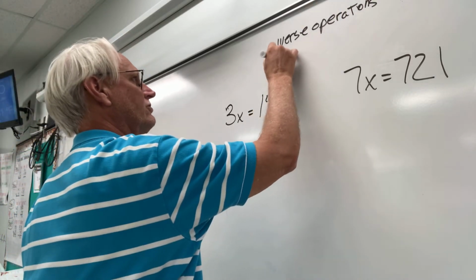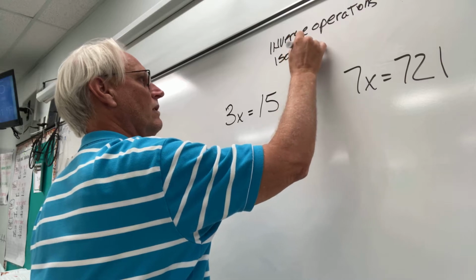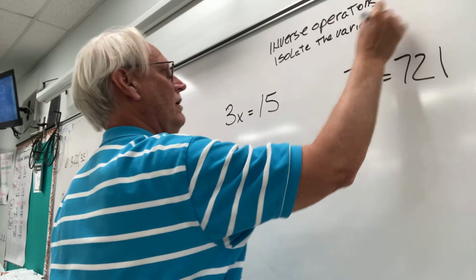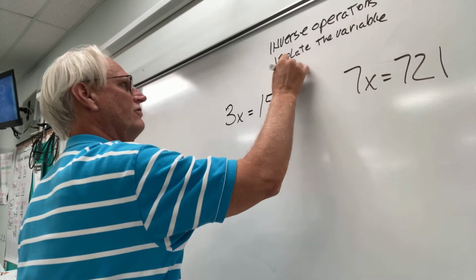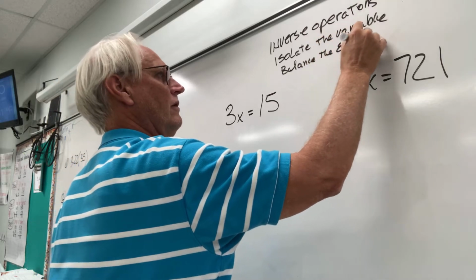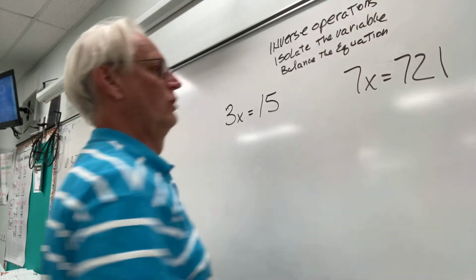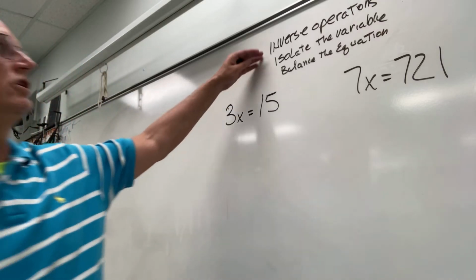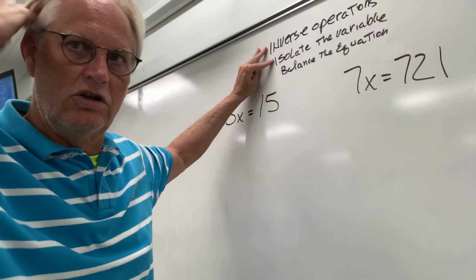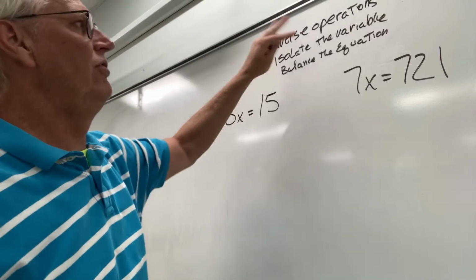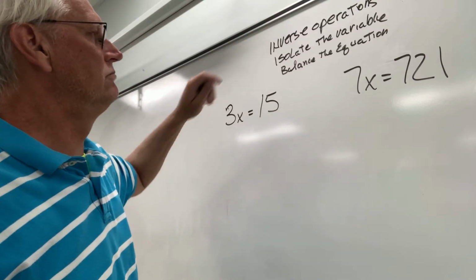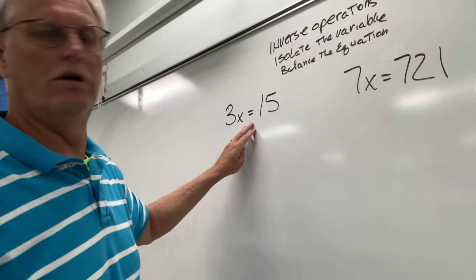We've learned about isolating the variable, and we've learned about balancing the equation, okay? So we're going to just continue to apply these. We learned these for addition and subtraction, so we're just going to continue to apply these principles, these three skills, really, to multiplication and division.